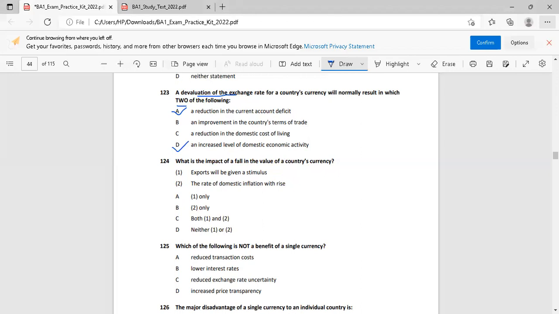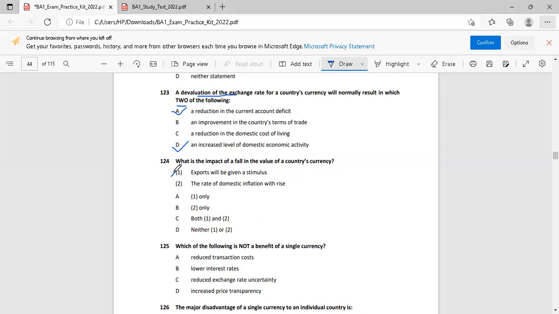First one, exports will be given a stimulus. So just now we've discussed that there will be an increase in the benefit in the exports. So that would be given a stimulus. It will boost exports because more of the local currency will be received against the exports.